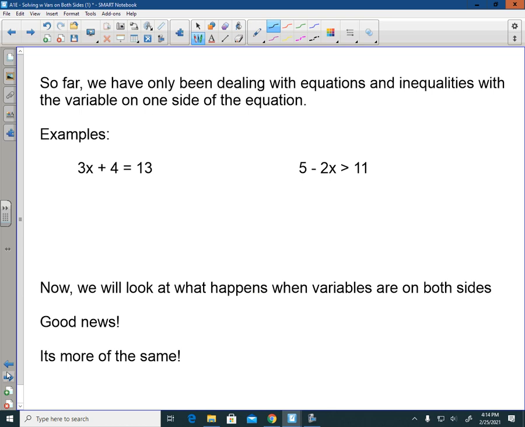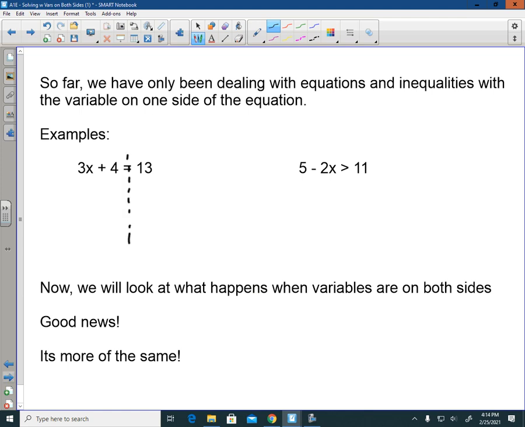All right, friends. So far, we've only been dealing with equations and inequalities where the variable, or x, the letter, is on one side of the equation. For example, we've been solving things like 3x plus 4 equals 13. Notice there's an x only on one side of the equation.